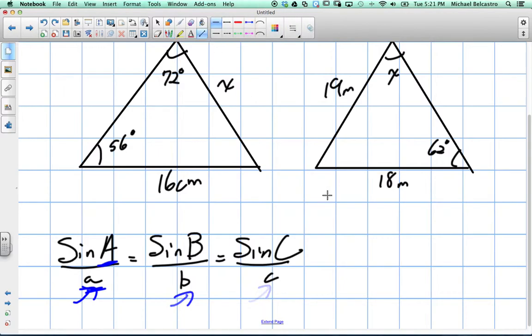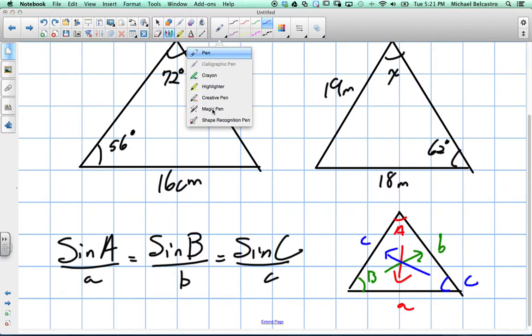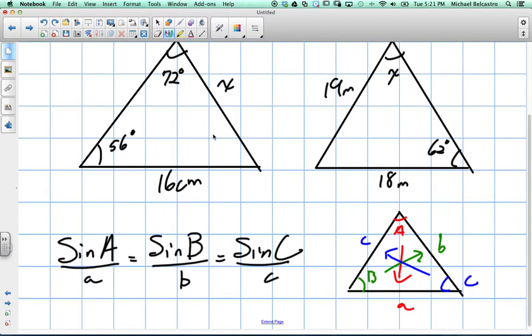If we were to name that triangle, it would look like this. For reference, we'd call this angle A. Therefore, opposite of that angle is side a. If this was angle B, opposite would be side b. And if this was angle C, the opposite of it would be side c. So that's how we name triangles, and you can rename a triangle to anything you want.